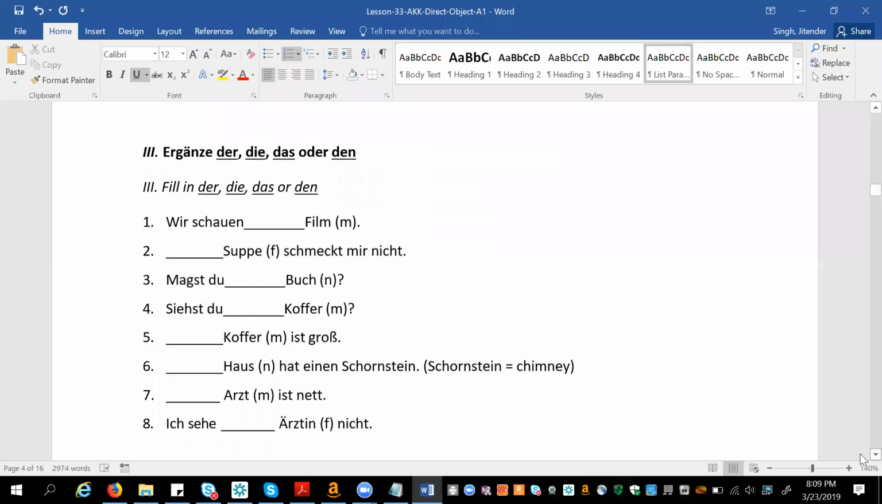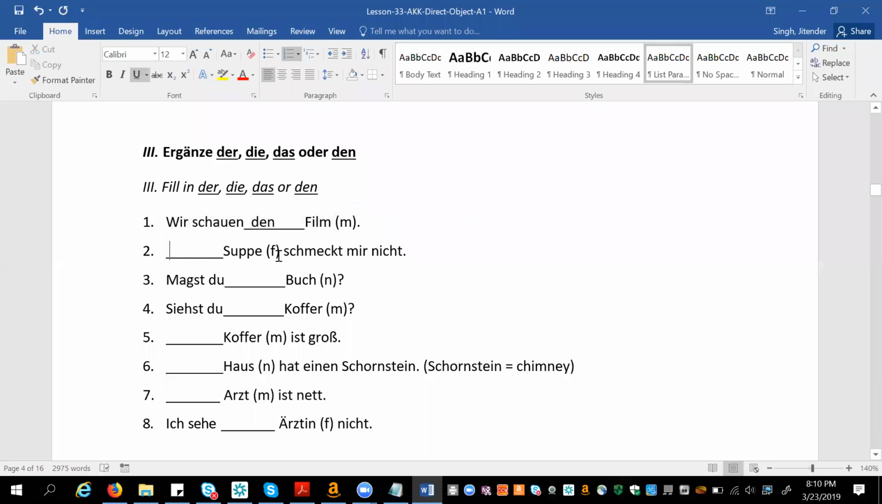So this is very important, right? In a sentence, to understand what is nominative and what is accusative, only then will you get to know, right? Okay, so now guys, we have to fill in der, die, das, or den. Wir schauen Film. We are watching a film. Film has to be a direct object, right? And what kind of gender is it? It is masculine. Masculine is der, but in the direct object, der changes to den. Yes. Wir schauen den Film. We are watching the film.